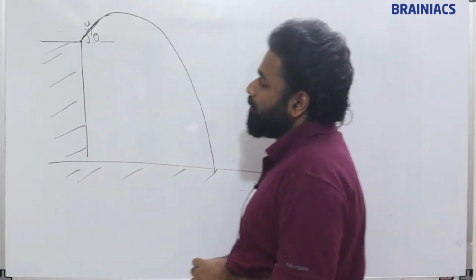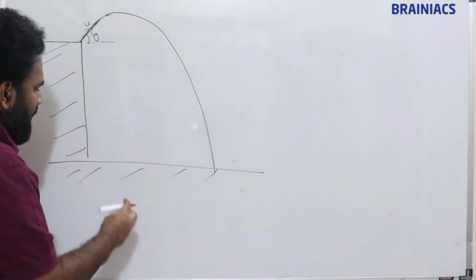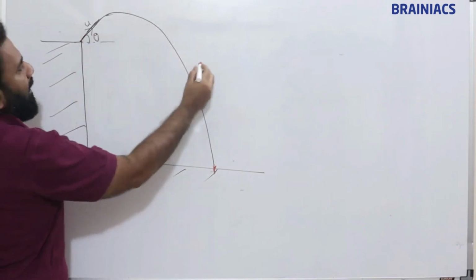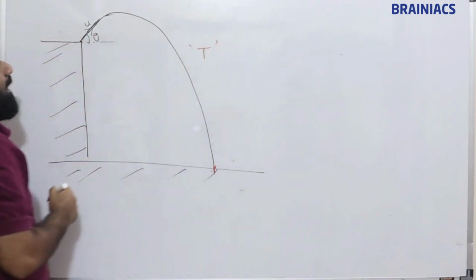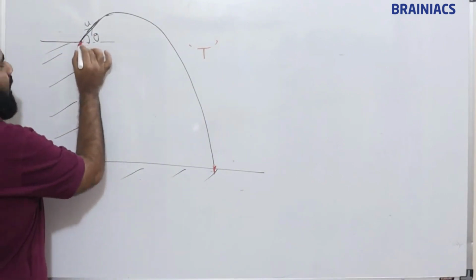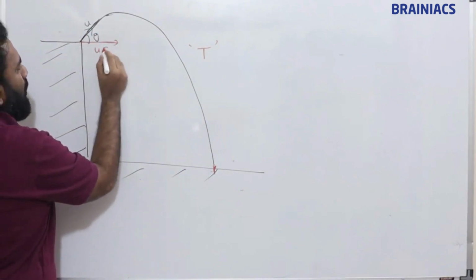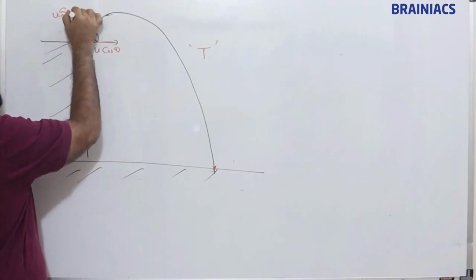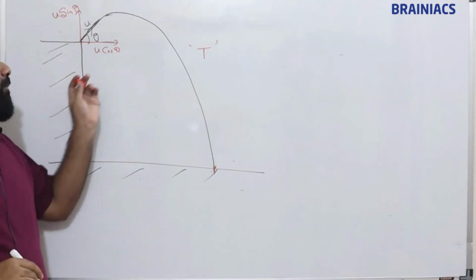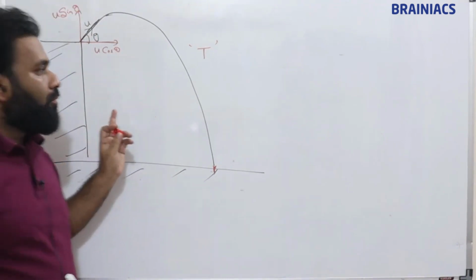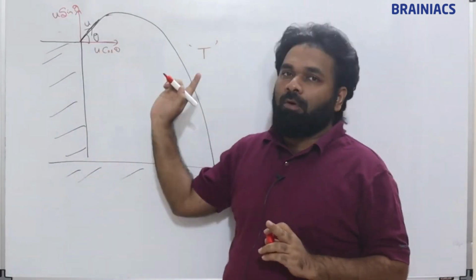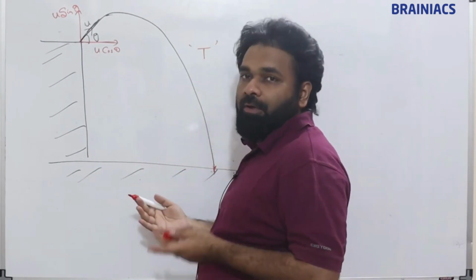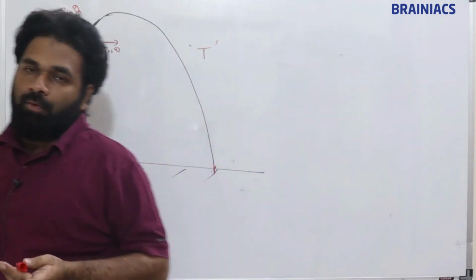Suppose we need to find the time of flight, the total time the projectile is in the air. If we want, we can resolve this into u cos theta and u sin theta, correct? In this way we can resolve this. Now whatever we want we can find out.